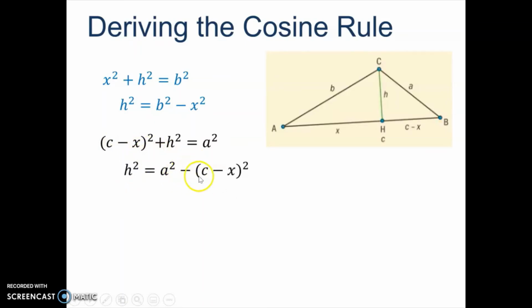Oh, sorry, I moved it over first. And now we're going to multiply this out. Okay, multiply this out and then apply the negative. See if you get the right thing here. Use proper algebra. Got this.